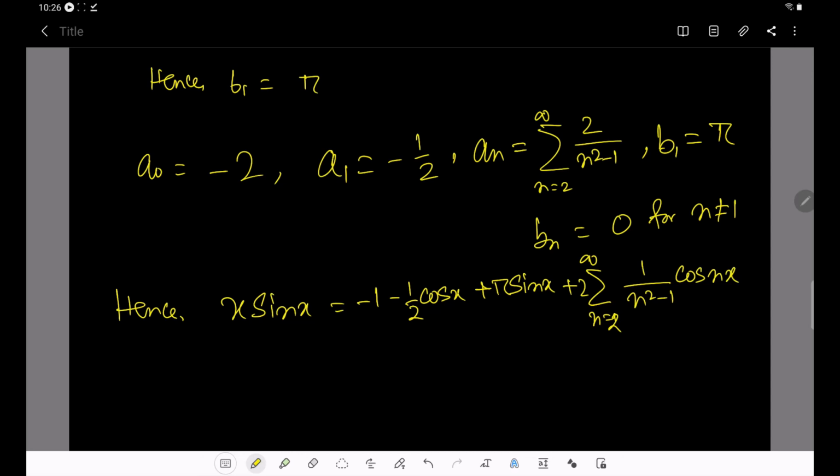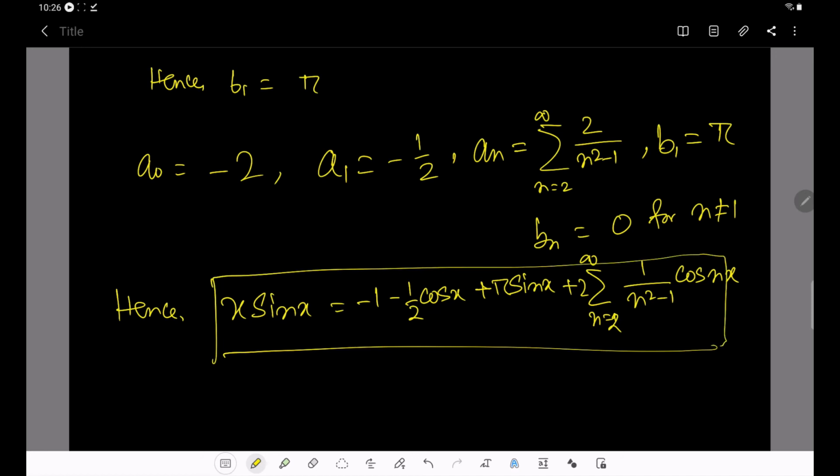So let me check the answer from the book here. Let me check the problem's answer. Page number 372, answer, where it is. So the answer is minus 1 plus pi sin x minus half cos x plus twice summation n equal to 2 to infinity cos nx by n square minus 1. So we have found ultimately the expression.